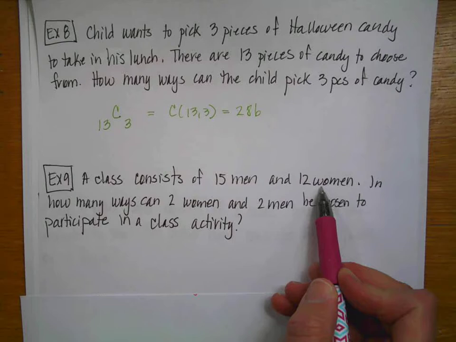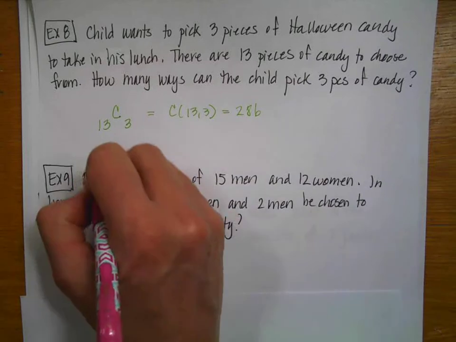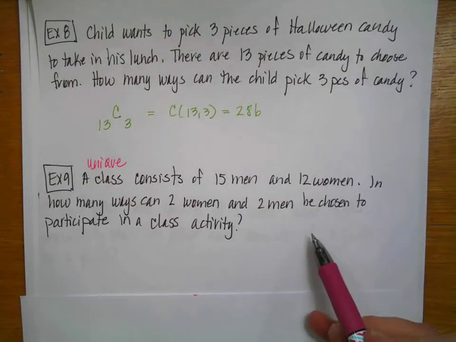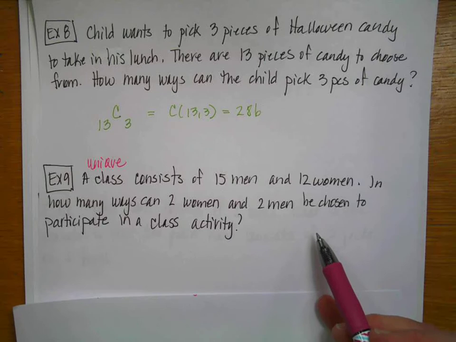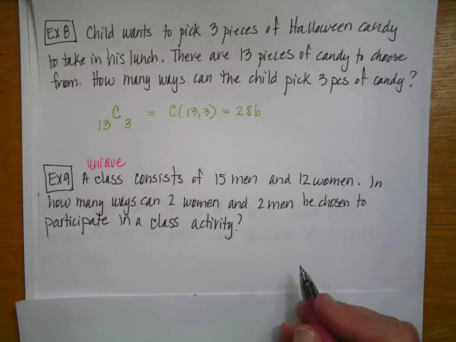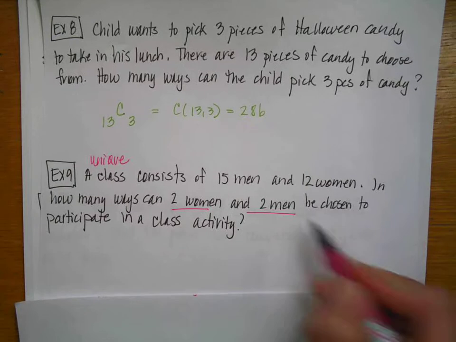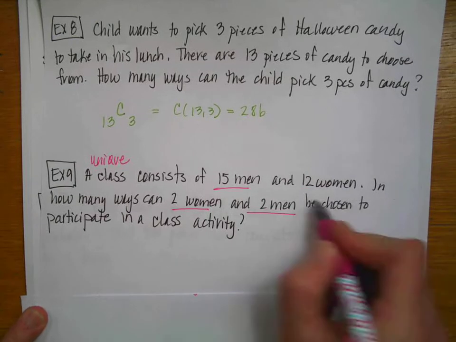Example number 9. A class consists of 15 men and 12 women. Now, this is actually a unique problem, and I'm going to write that word up there so we know that this is a slightly different example. In how many ways can we choose 2 women and 2 men to participate in a class activity? So, again, there's no reward in this one. We're just choosing who's going to get to participate.